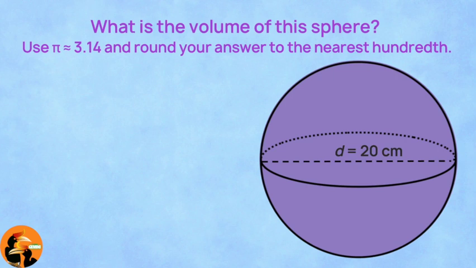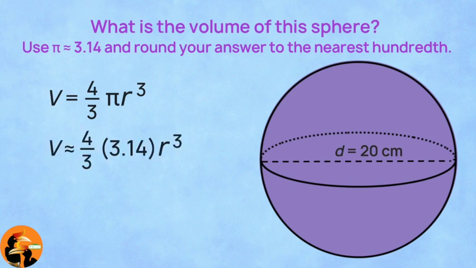In our second example, we are again asked to find the volume of a sphere, but this time we are given a diameter of 20 centimeters. We'll again use the volume formula, V equals 4/3 pi r cubed. We're going to use 3.14 for pi. Next, we want to plug in the radius for r, but we are given a diameter of 20 centimeters. Since the diameter of a sphere is twice as long as the radius, we can divide the diameter by 2 to get r equals 10 centimeters.